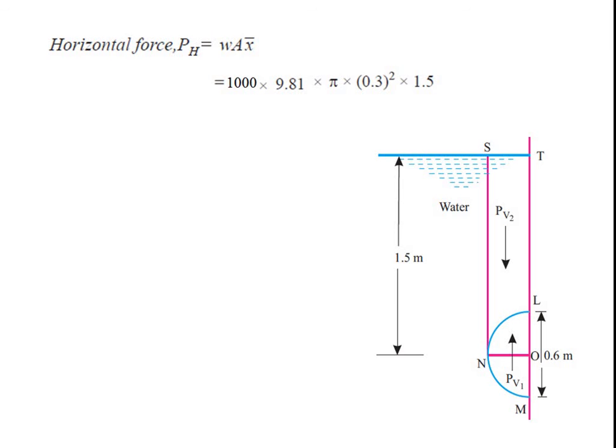So it is 1000 into 9.81, which is W. A is pi r square, that is pi into 0.3 bracket square, into x bar, which is at the distance of 1.5 meter. So it is equal to 4.16 kilonewton.